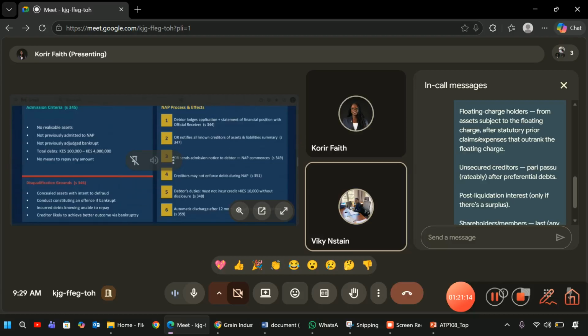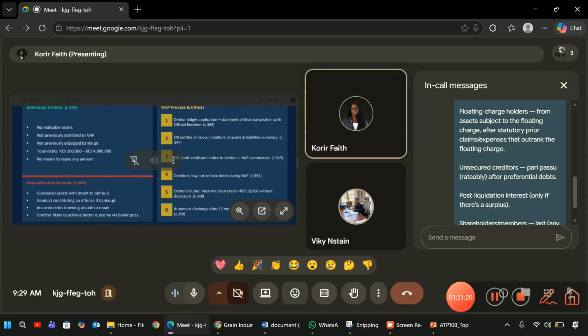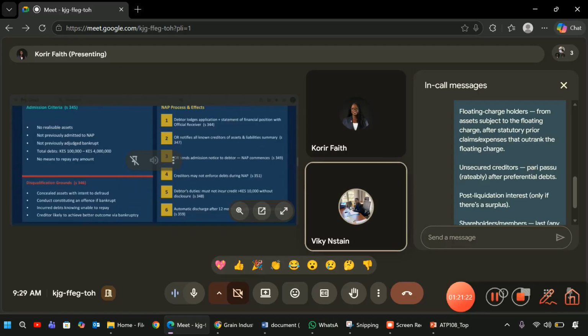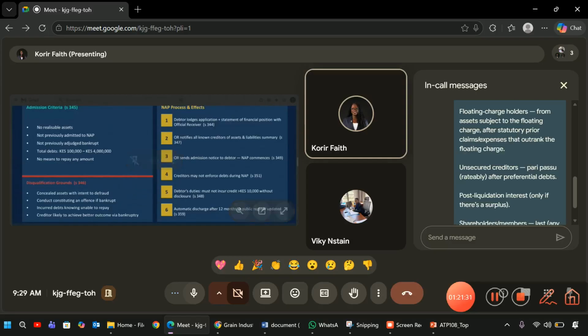Creditors may not enforce debts during NAP process. Debtors' duties: must not incur credit above 10,000 without disclosure. Automatic discharge after 12 months. Victor, you see this or you are reading, it's the official receiver.